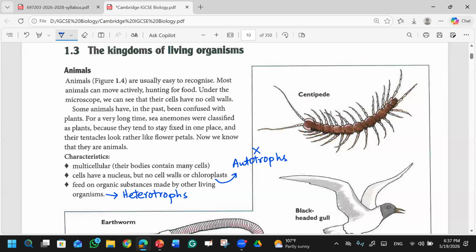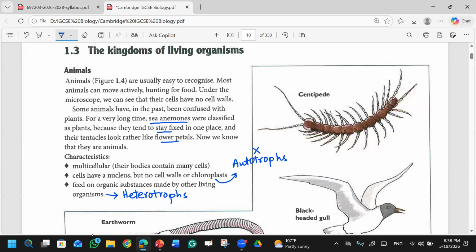And that is why initially the scientists placed sea anemone in the plant group. On what basis did they place it? Because sea anemones tend to stay fixed in one place and their tentacles look like a flowering plant. On this basis the scientists initially placed them in plants, but then they found out some of the characteristics of animals, and according to that, they placed the sea anemones in the animal category.